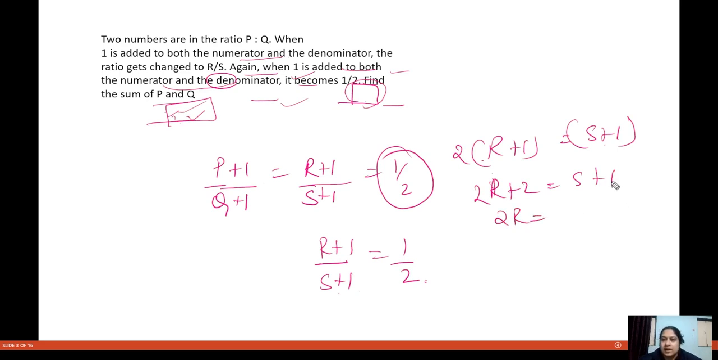Okay, now what is the other relation? The other relation is P plus 1 upon Q plus 1 is equal to R upon S. Okay, now you can see what you are going to get.